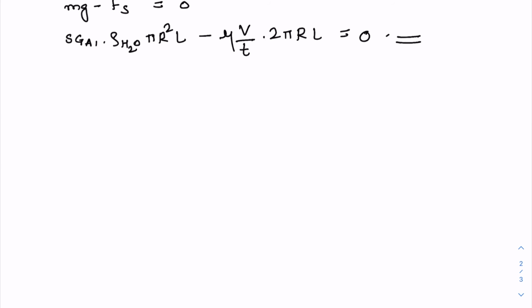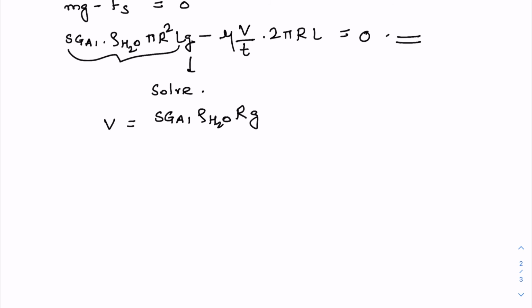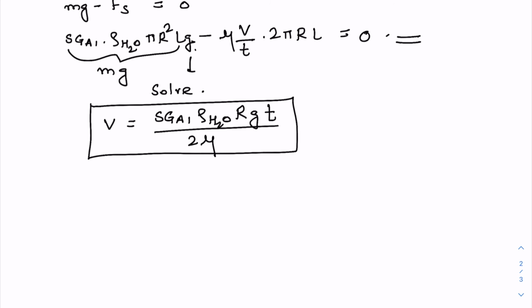And then if you solve this simple equation, you will get V to be equal to specific gravity of aluminum times density of water, radius, g. I forgot a g here. So this is the mass, and the weight is given by mass times gravity. So there is a gravity here, into the thickness of the oil film t divided by 2 mu. So this is the expression for the terminal velocity.